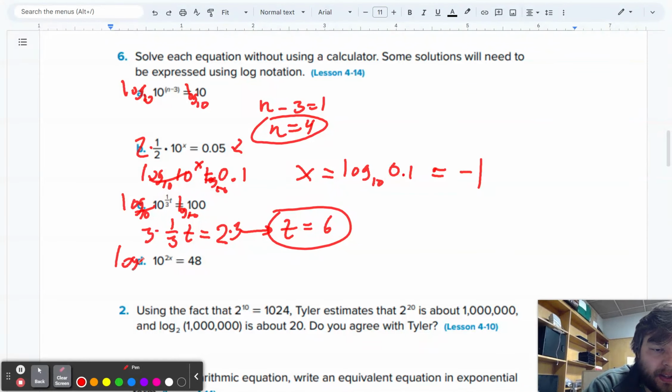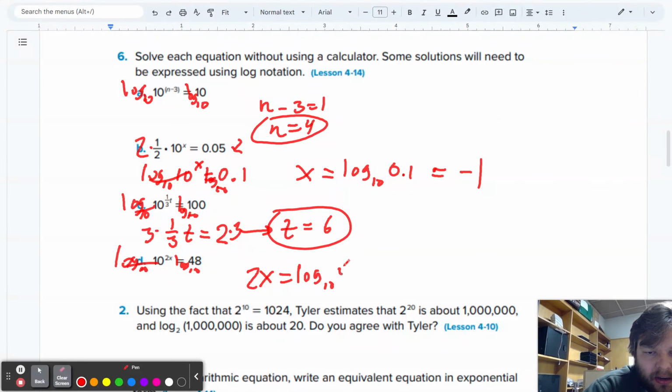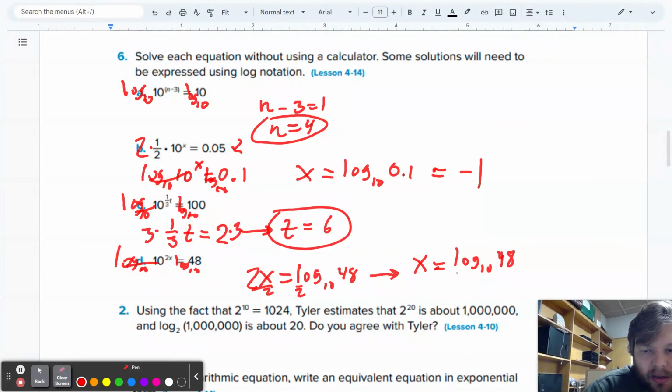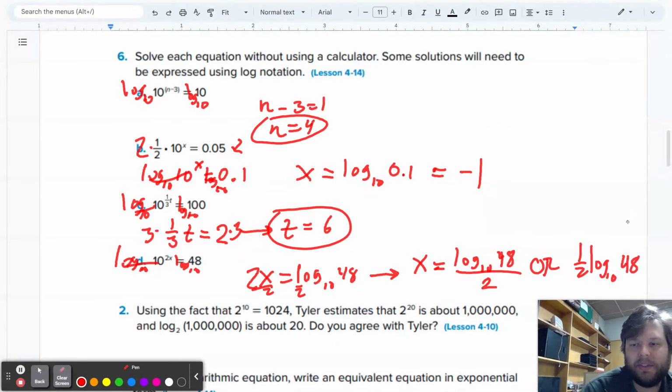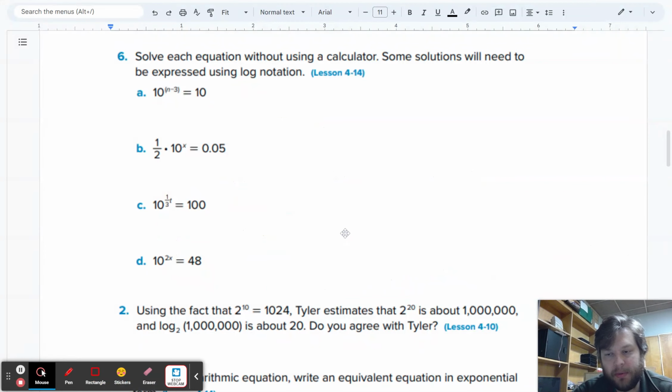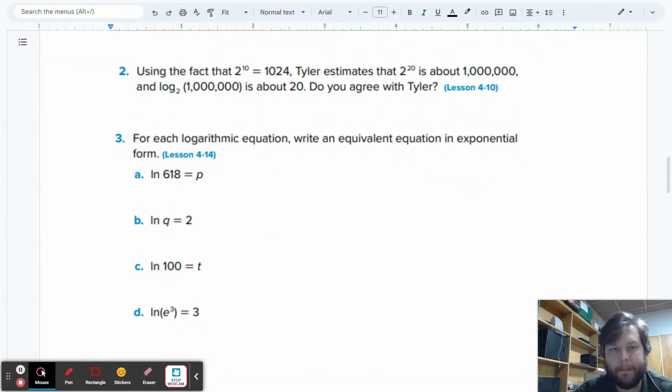Last one, log base 10 of both sides. It cancels out the left side, but doesn't cancel out the right side, and 48 is not a nice power of 10. So I'll just say 2x is log base 10 of 48, and then I'll divide by 2. Dividing by 2, you might think this is cheating, but you can literally just write log base 10 of 48 all divided by 2, or if you want to write 1/2 log base 10 of 48, that's fine too. So there you go. Again, ask questions if you want me to do more problems like any of these. I'm just going kind of quick.